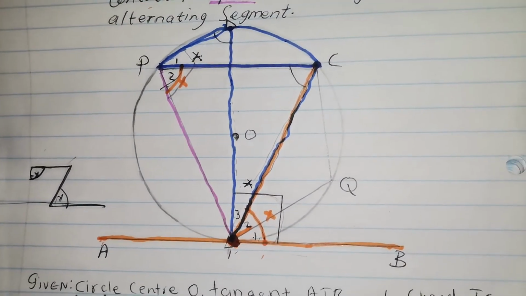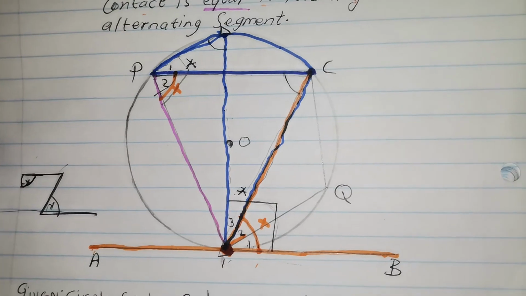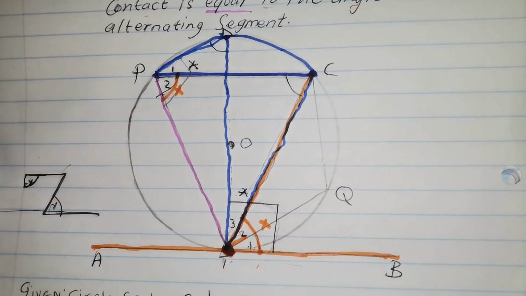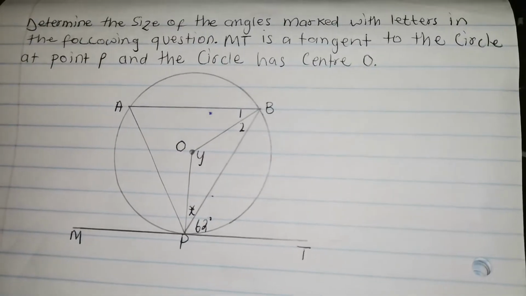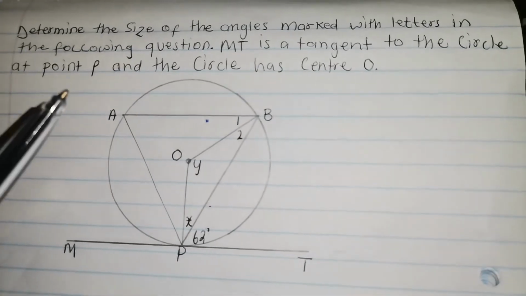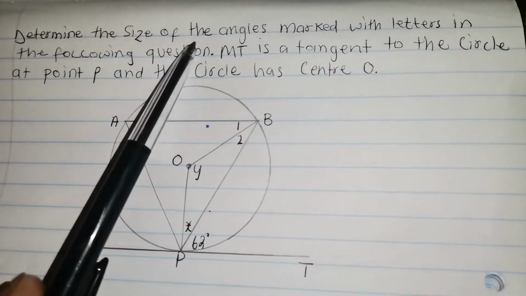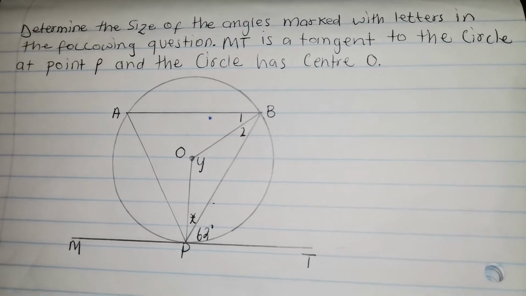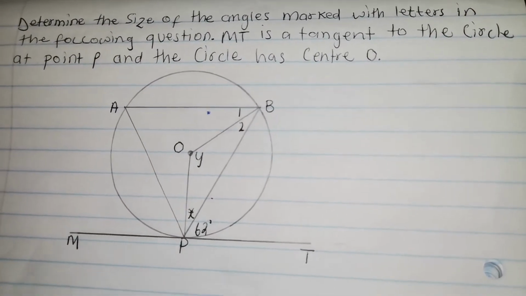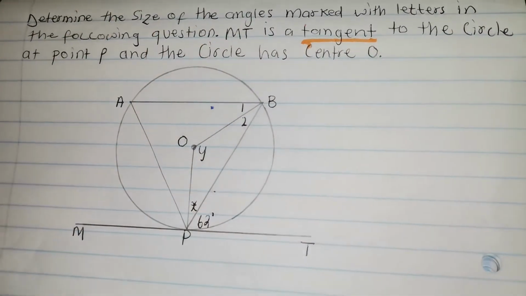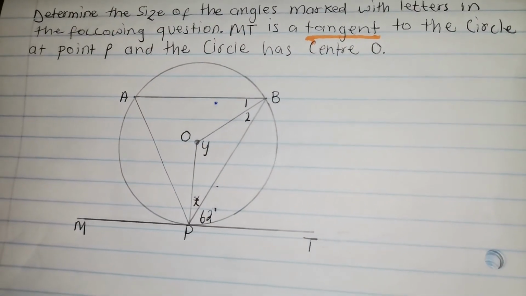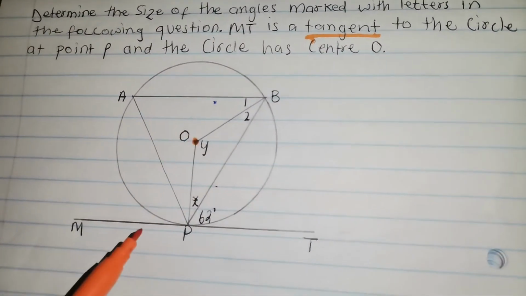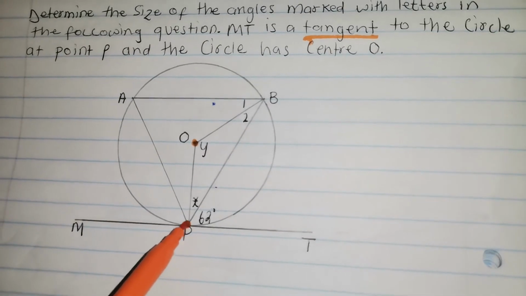So let us go to an example of this theorem and explain it more thoroughly. So here is an example. It says, determine the size of the angles marked with letters. In the following diagram, MT is a tangent to the circle at point P, and the circle has center O. Center O, tangent at point P.